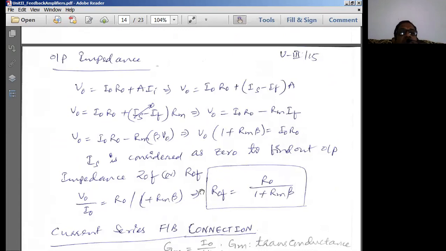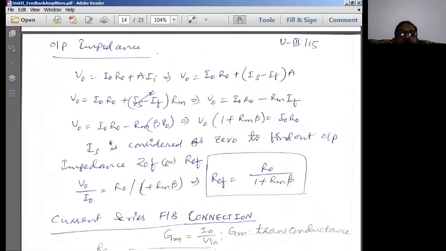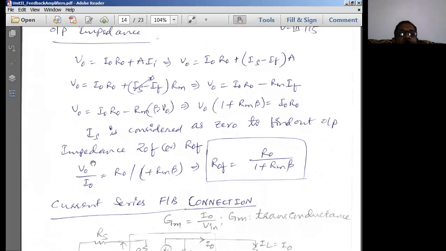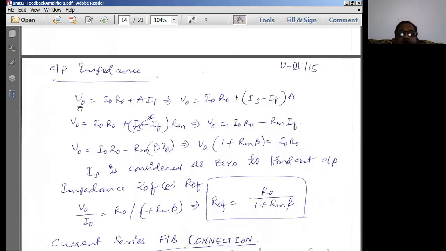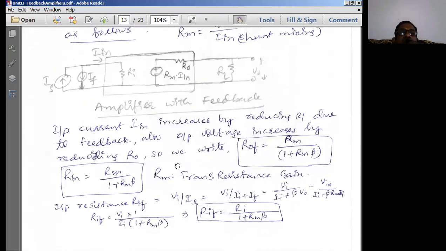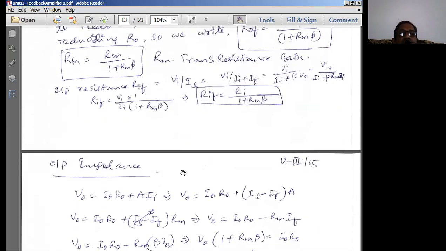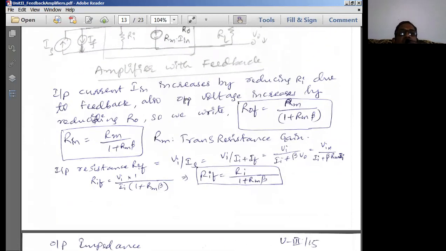Let us look into the output impedance. What about the output impedance? It is going to be voltage sampling. As it is voltage sampling, the same kind of method we use. Output voltage is considered with the voltage source: V naught is equal to I naught R naught plus A into Ii. This Rm is nothing but A. A into Ii, I can write.